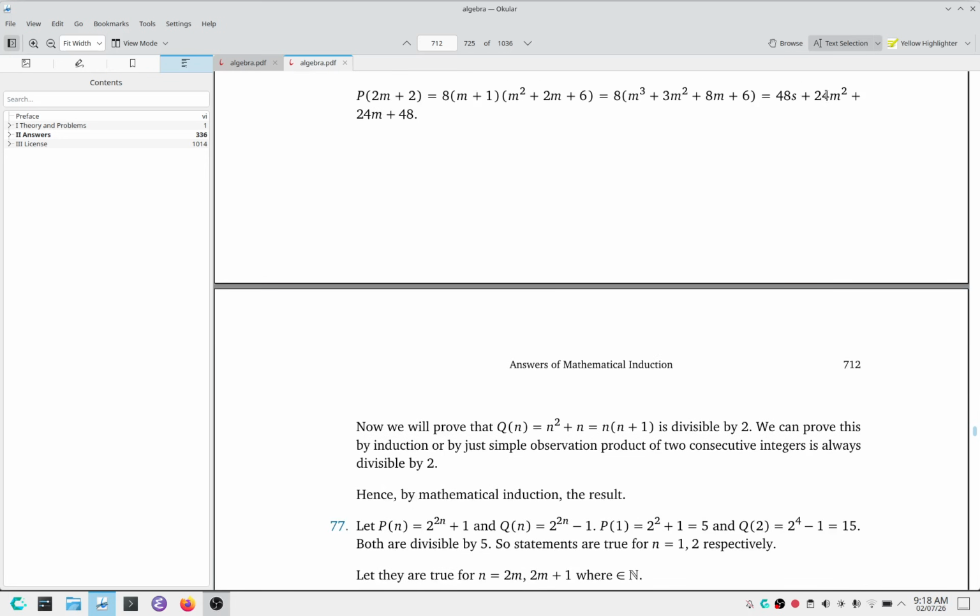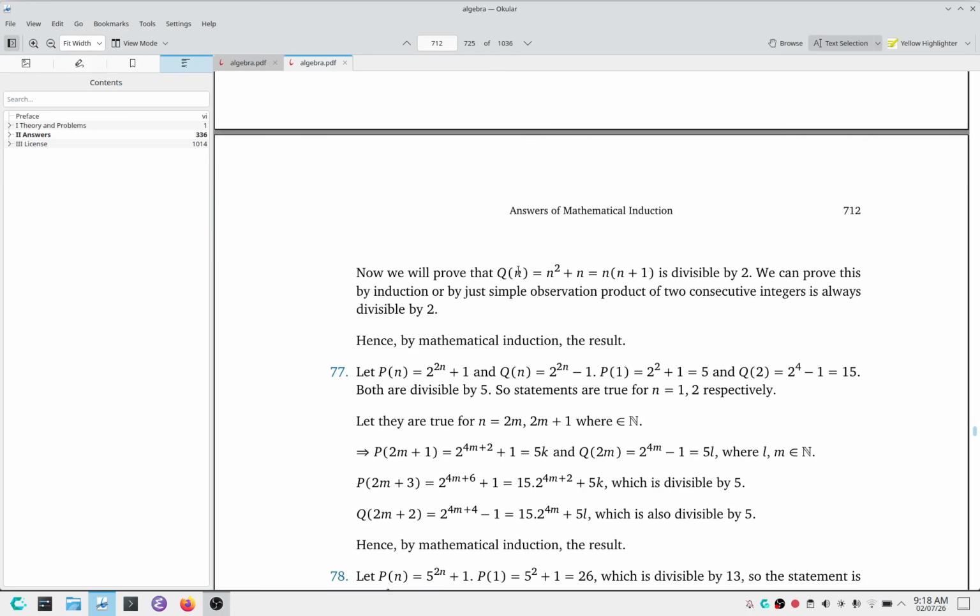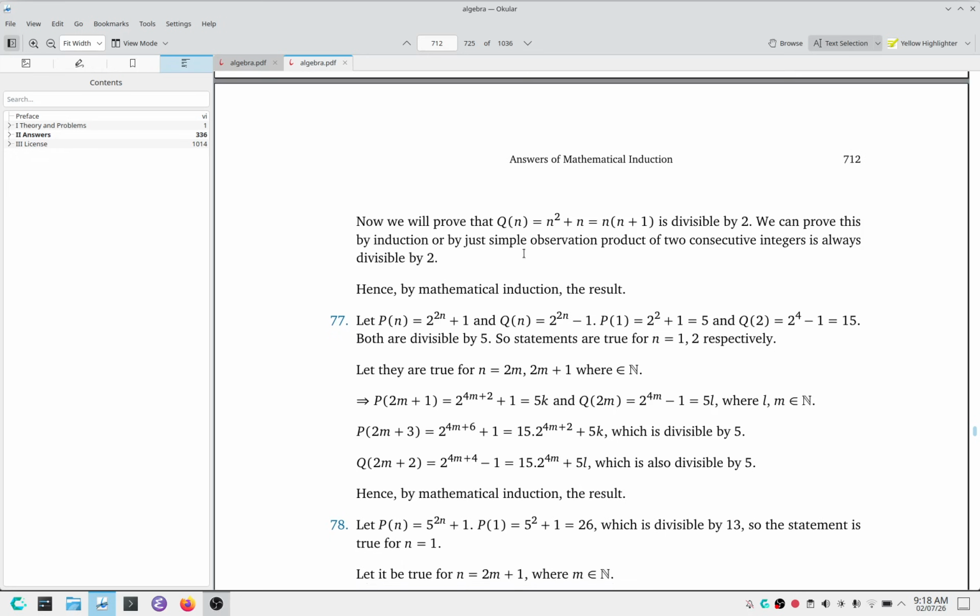Now this, we take m square plus m, and now we are going to prove Q(n) is equal to n square plus n is divisible by 2. So obviously it is divisible by 2. You can prove that by induction or by the simple observation that the product of two consecutive integers is always divisible by 2. And thus by induction we have the result.